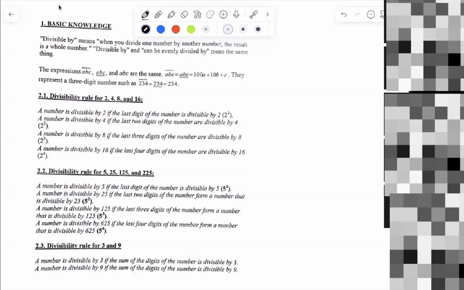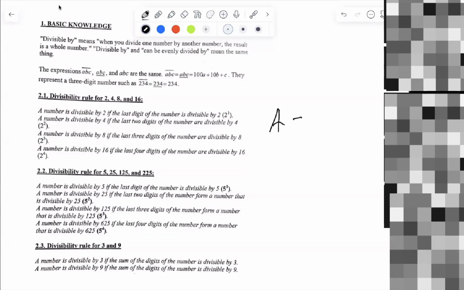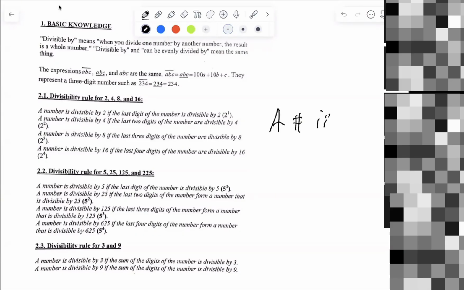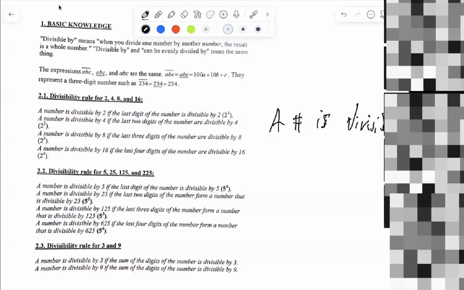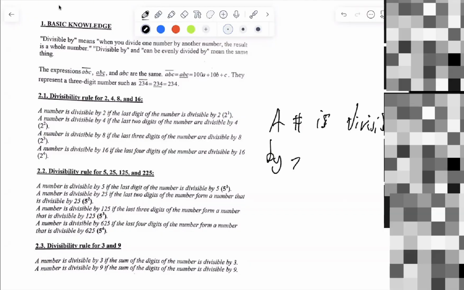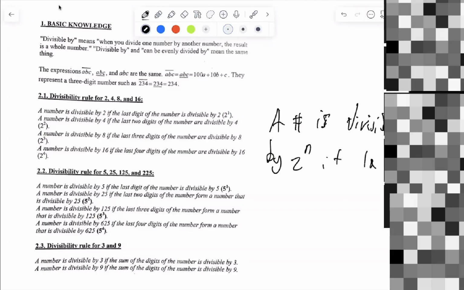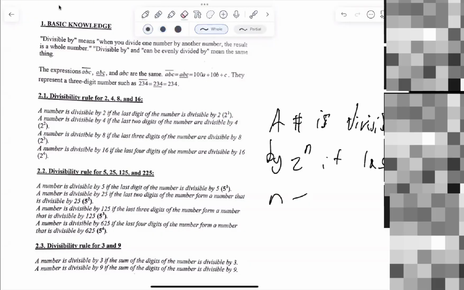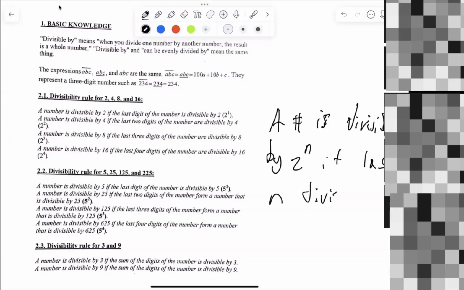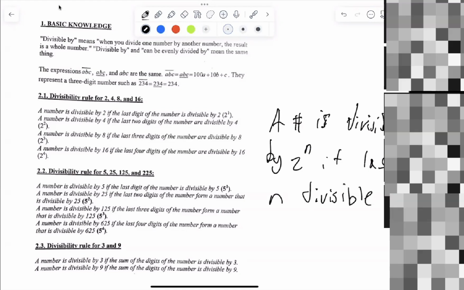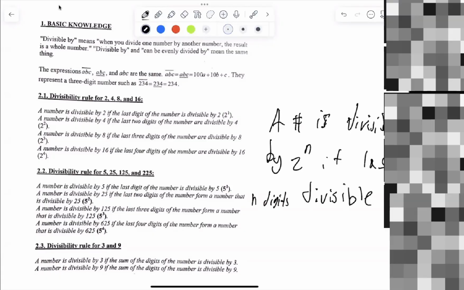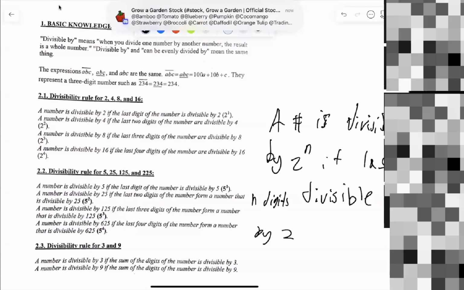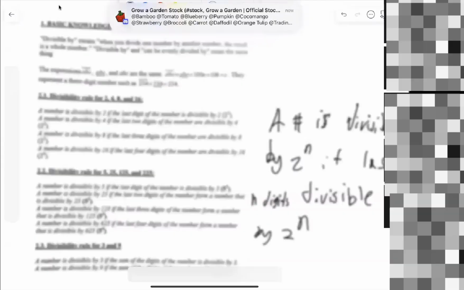In general, a number is divisible by 2 to the n if the last n digits are divisible by 2 to the n. That's the basic answer. Now, why is that?